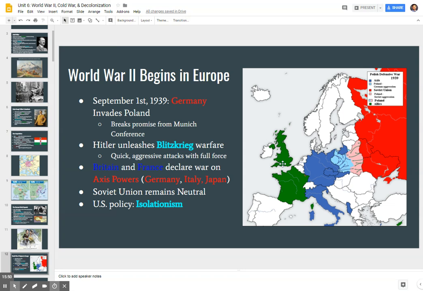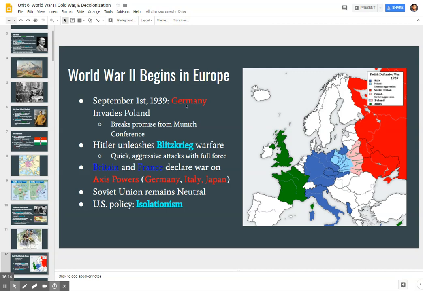All right. So if you remember, the Munich Conference Agreement said if you took any more land, then war is going to break out between Britain and France versus Germany and the Axis powers. And that's exactly what happened. Hitler knew that he was going to do this. So he invades Poland September 1st, 1939. So that's really the beginning of World War II.